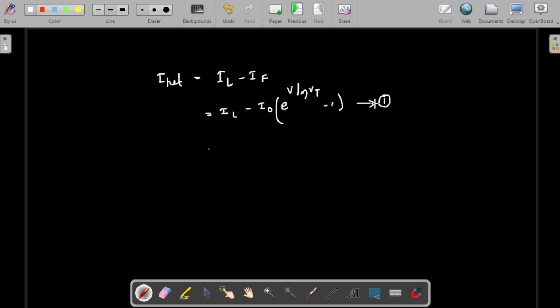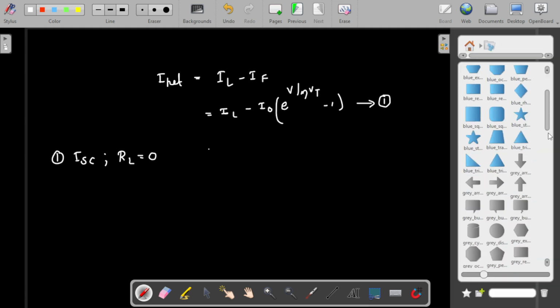Let's take this as equation 1. Something we are going to analyze in this equation. First is the short circuit current, ISC. The condition for ISC to exist is that RL needs to be 0. Let me draw a circuit so that you can understand it. RL is the load which will be connected here.